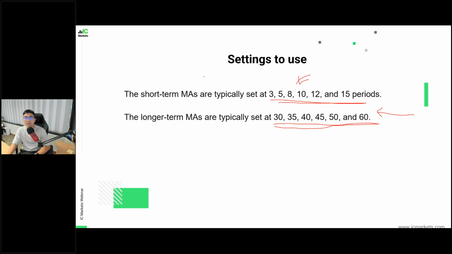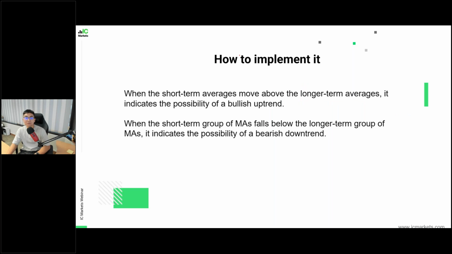So coming on, how do we use it? Although it looks very, very confusing. We are looking at the short term, the first one, for a buy. When the short-term average moves above the longer-term average, it indicates the possibility of a bullish uptrend. I'll show the example first before we move on to this.